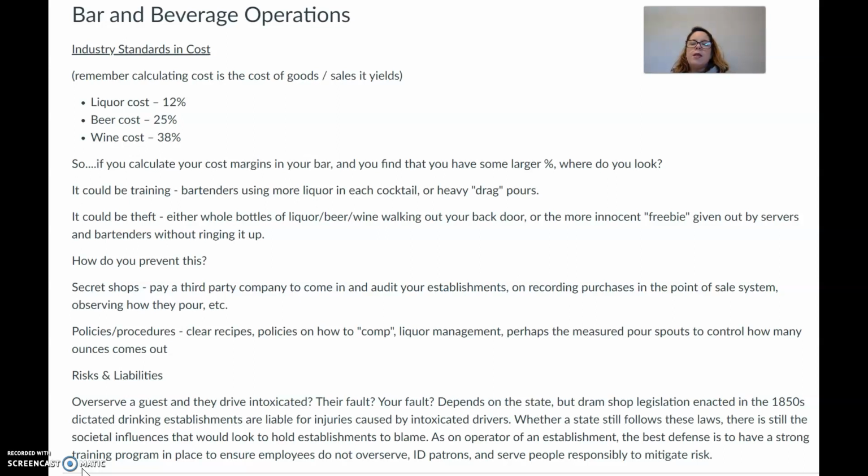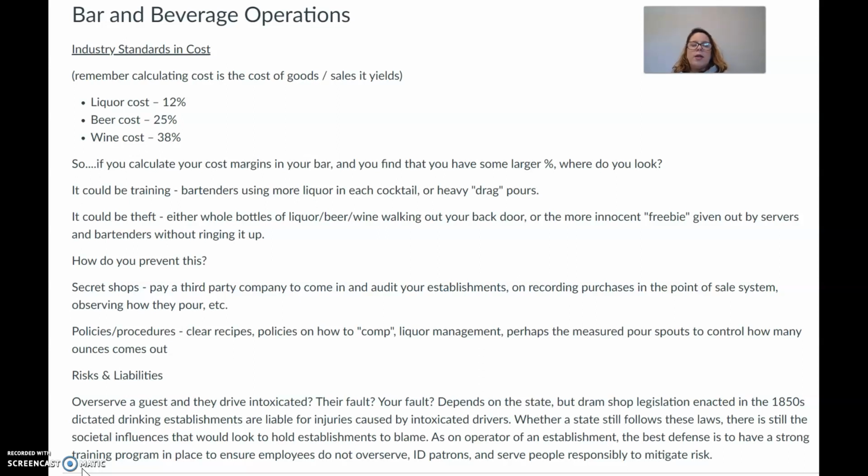So there's a couple different things to keep in mind to control costs in beverage operations. You can have a secret shop where a third party will come in, pay cash, and watch the bartender or server to see if that is actually rung up properly and recorded, or if it's kept in the pocket and they never ring it up. You also want to make sure that you have clear policies and procedures on recipes so that your drinks are consistent, but also that it could make sure that there's not any wasted pouring. And then other various things to consider as well.